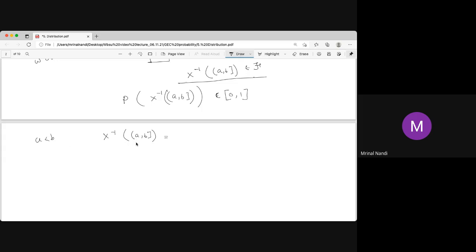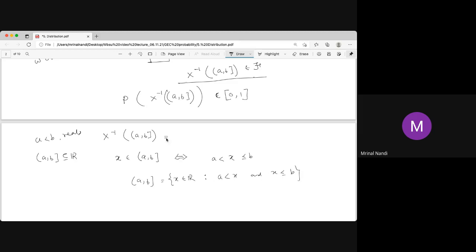So these are reals. What is this? This is a subset of real numbers. And what is the definition of this? By definition, any x belongs to this just means x is greater than A and less than or equal to B. That means this is the set of all x in the real numbers such that x is greater than A and x is less than or equal to B.